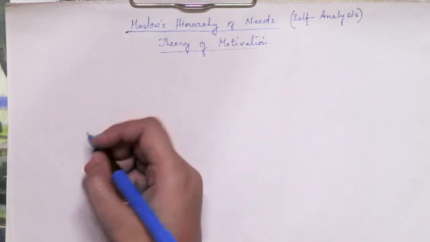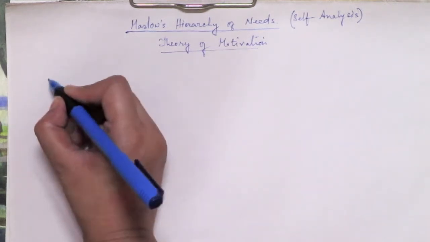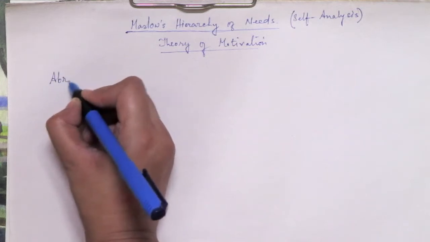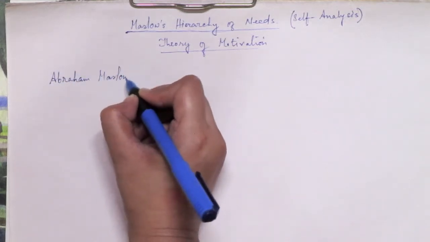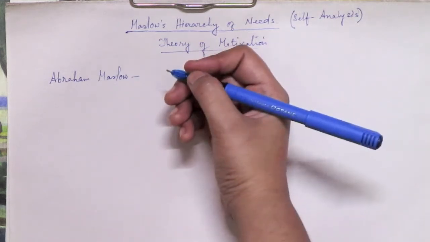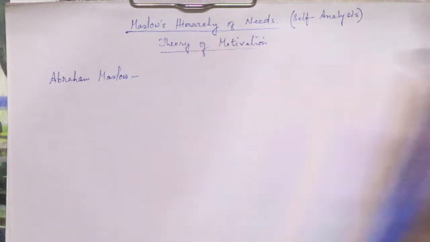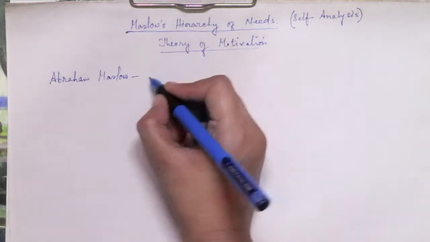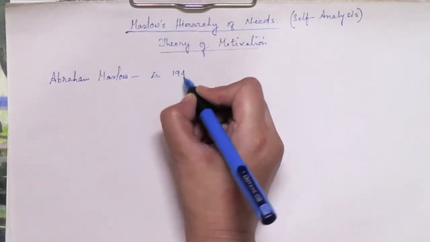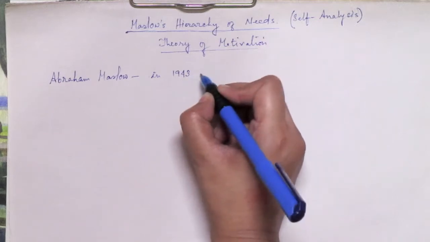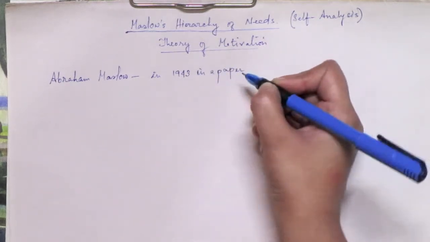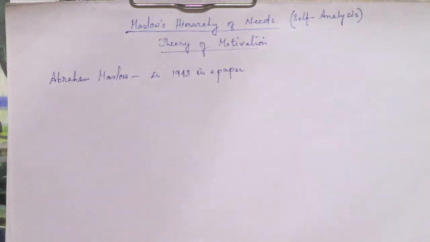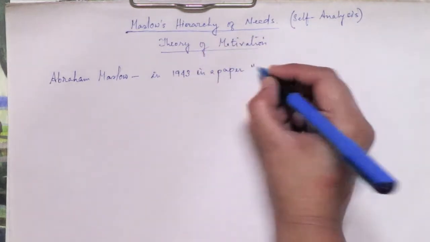So let me first tell you, the name of the person is Abraham Maslow. Now what did he do? He first introduced the concept of hierarchy of needs in 1943, in a paper he published. The name of the paper was A Theory of Human Motivation.